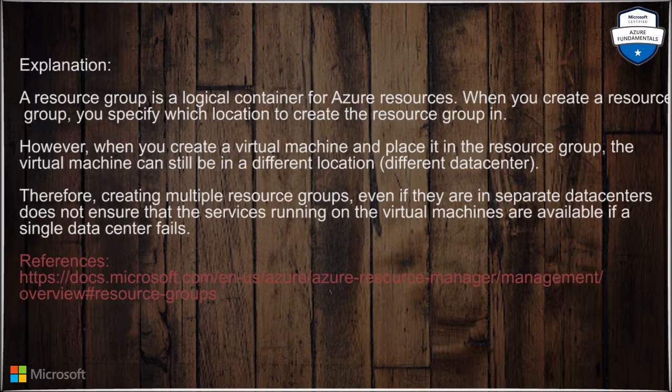Explanation. A resource group is a logical container for Azure resources. When you create a resource group, you specify which location to create the resource group in. However, when you create a virtual machine and place it in the resource group, the virtual machine can still be in a different location, different data center. Therefore, creating multiple resource groups, even if they are in separate data centers, does not ensure that the services running on the virtual machines are available if a single data center fails.